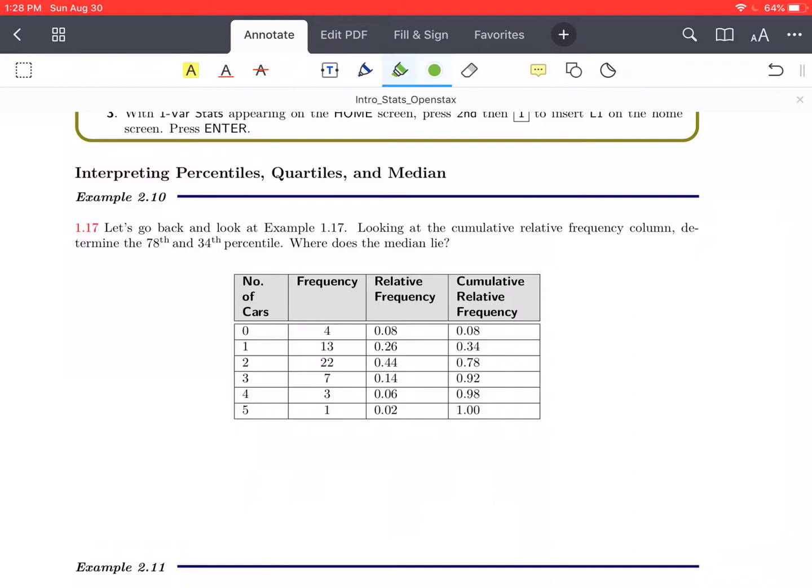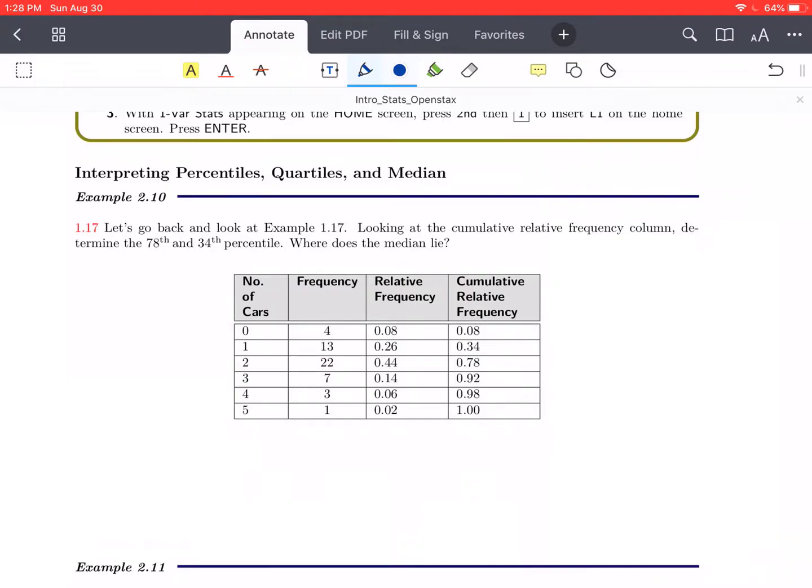Remember when we're talking about relative frequency, we're talking about what portion of the whole is in that section. For example, we're looking at number of cars in a household. 8% of houses have 0 cars, 26% have 1 car, 44% have 2 cars, etc. When we're looking at the cumulative relative frequency, we're taking those values and adding them as we go. So this says 8% have 0 cars, 34% have either 0 or 1, right? Because it's 8 plus 26. 78% have 2, 1, or 0. 92% have 3, 2, 1, or 0, etc.